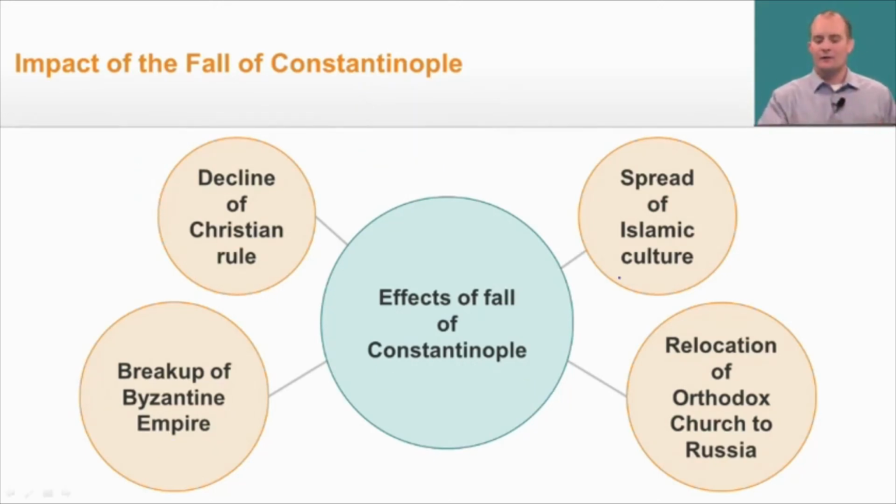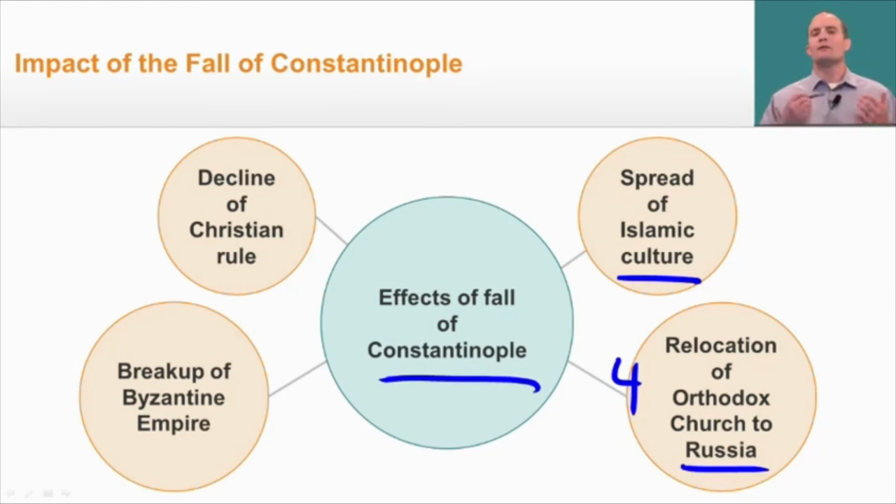Another effect was the spread of Islamic culture in Anatolia and Eastern Europe, where they played a huge role in those cultures. And finally, the fourth was the relocation of the Orthodox Church into Russia. So these were the effects of the fall of Constantinople.